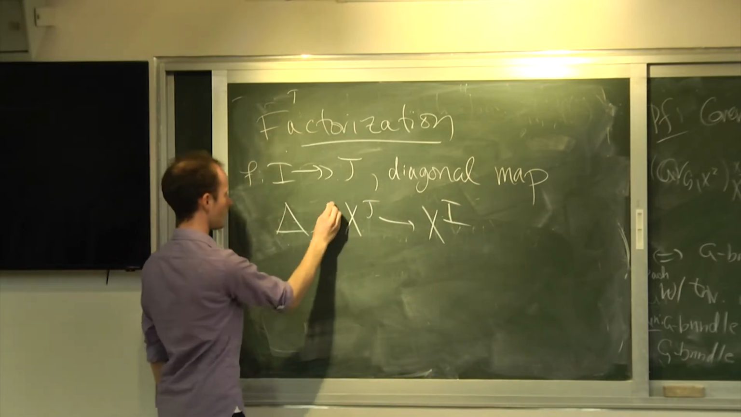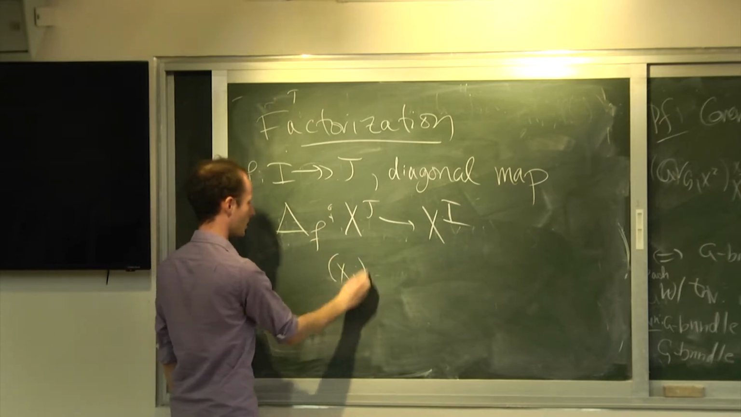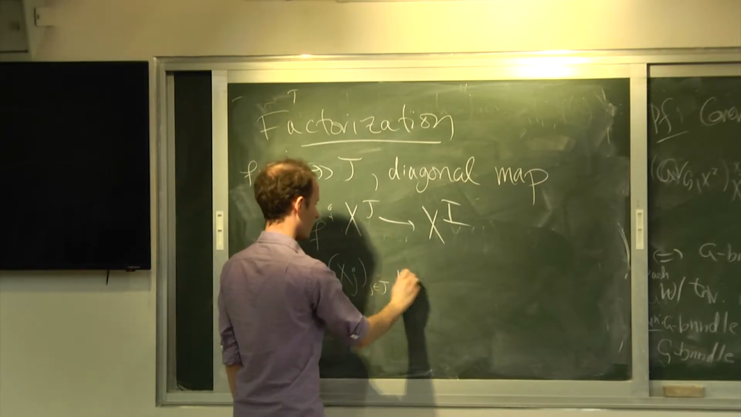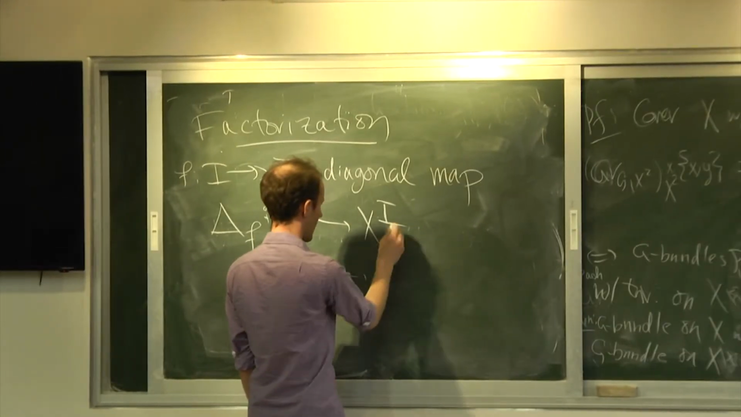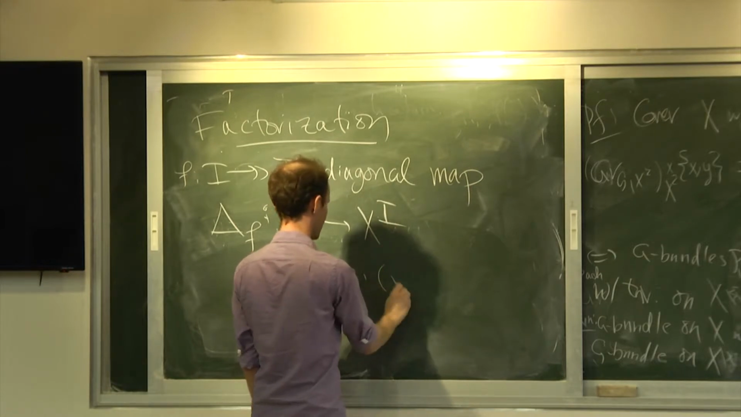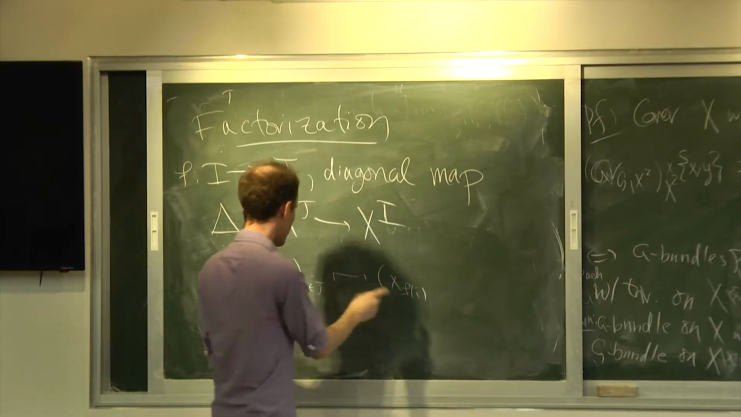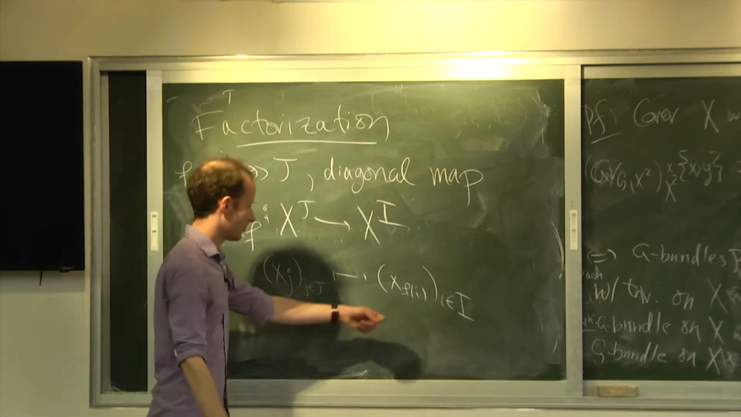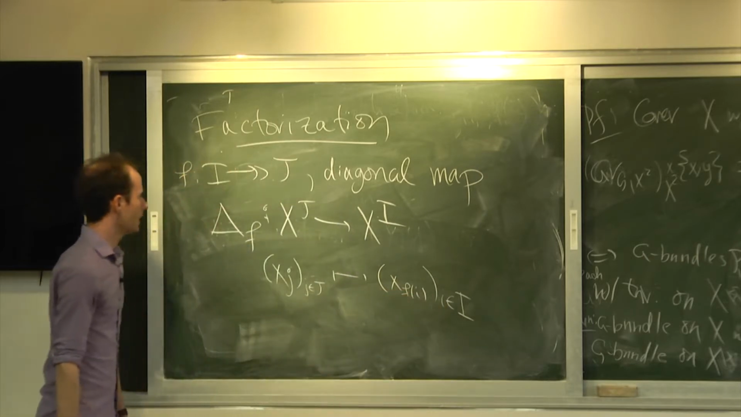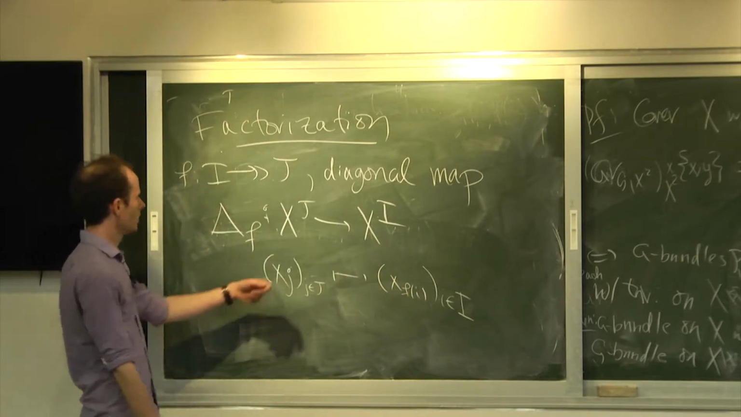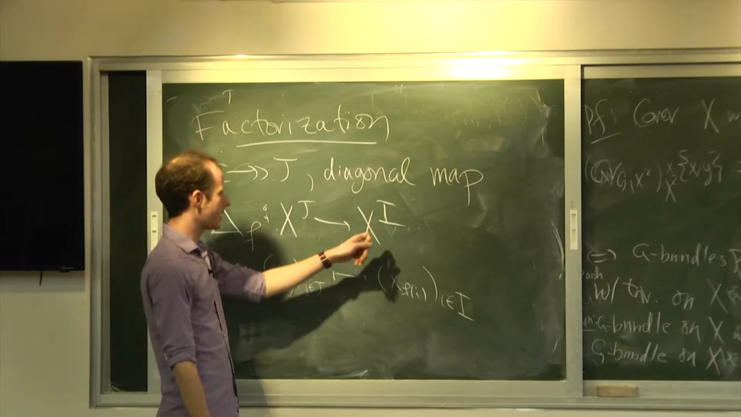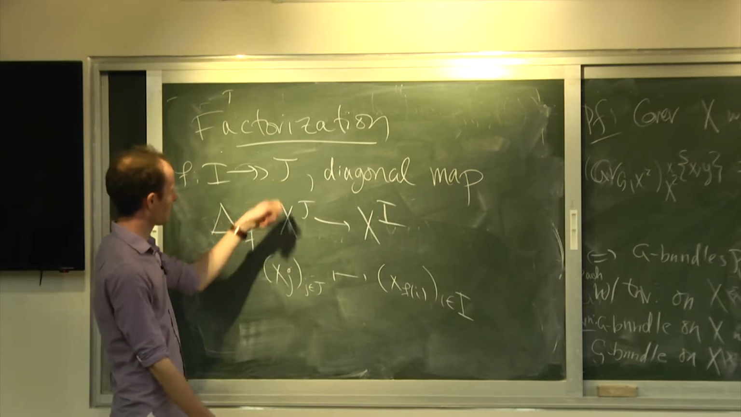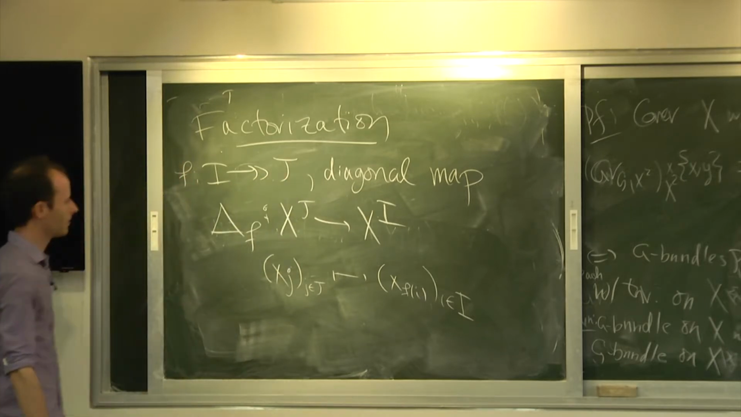So how does it work? If I have some bunch of points x_j, then I'm supposed to assign to every element i some point of X, and I take x_{f(i)} as my coordinate in the place i. A slicker way to say this is that X^I is the set of maps from I to X, and we're just restricting along this map. Well, OK, X^J is the set of maps from J to X, restrict along this map.